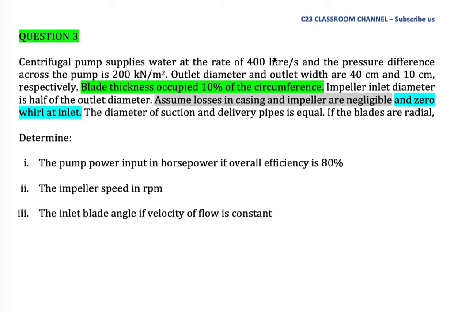So in this question, they give you that the blade thickness occupies 10% of the circumference. So this is the value of K. You need to develop the value of K. And then they give you zero whirl at inlet, meaning V whirl 1 is equal to 0. Now, they also give you the hint that the blades are radial. So you need to draw the velocity triangle based on the radial blade.